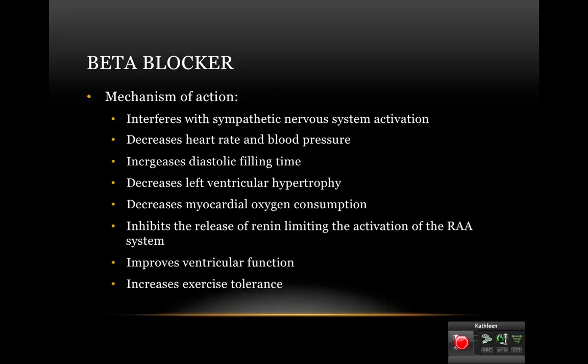Remember, when the sympathetic nervous system, norepinephrine, is released, it stimulates the renin, angiotensin, aldosterone system. So beta blockers are going to do the opposite. They're going to block that. It's going to inhibit the release of renin, limiting the activation of the renin, angiotensin, aldosterone system. And it's going to improve ventricular function and increase exercise tolerance.